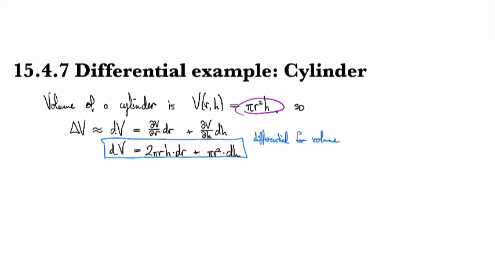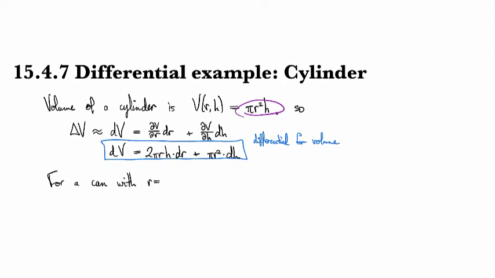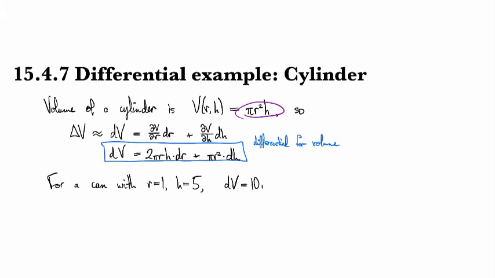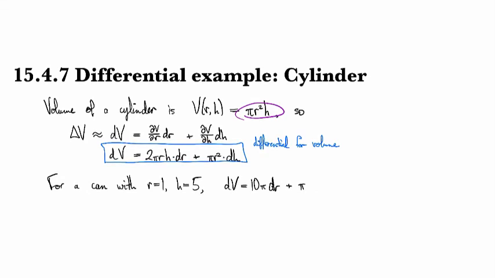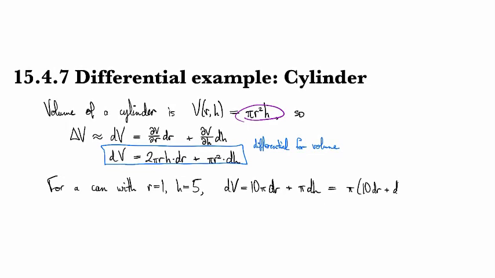Okay, and so now say we've got a can, like a pop can or something like that, with a radius of 1 and a height of 5 inches, something like this, then at this point the differential would be 10 pi times dr plus pi times dh. All right, so if I factor out the pi, then that's 10 dr plus dh.